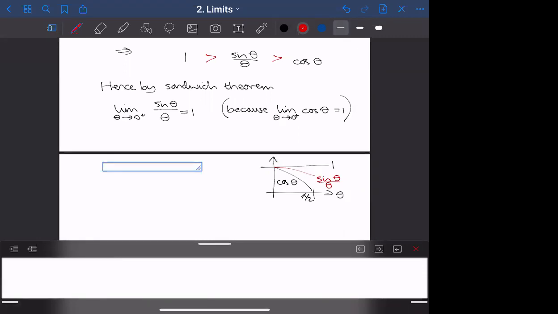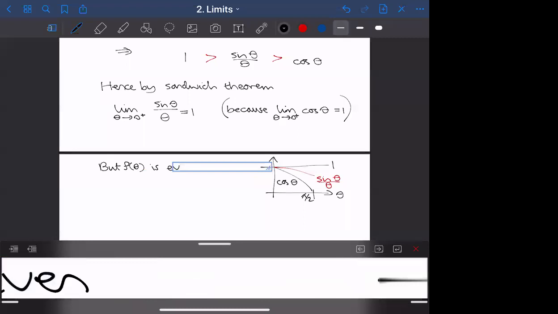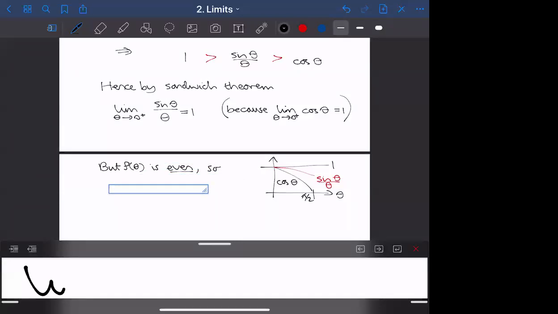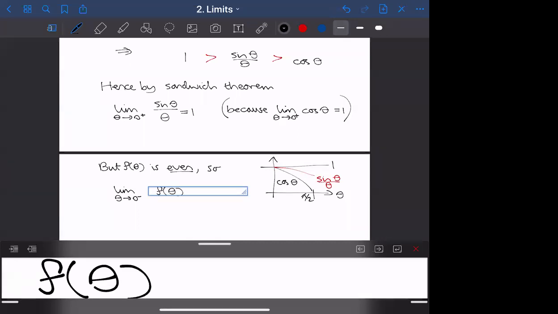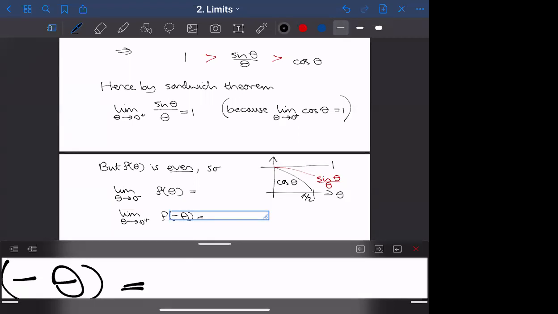But f theta is an even function. So the limit as theta goes to 0 from the right, sorry, as theta goes to 0 from the left, whatever that is, it must be the limit as theta goes to 0 from the right of f of minus theta.